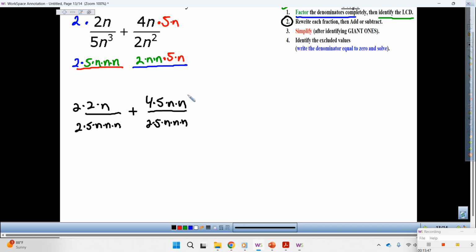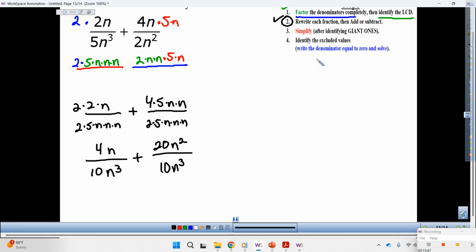All right, so let's do the next step together. Let's rewrite this now as a common denominator. So what is our common denominator, people? 10 what? N to the third. 10n to the third. What do we have in the numerator for the first one? 4n. How about for the second one? 20n to the what? To the second. That is correct. All right, so step 2, done. Let's go to step 3.